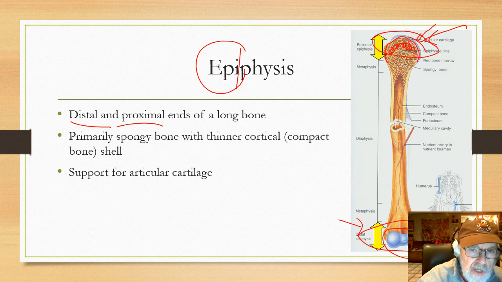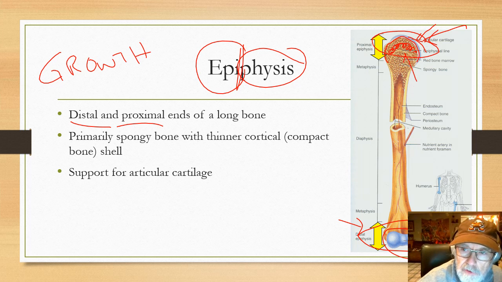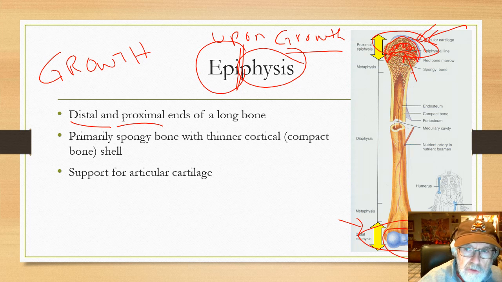So the epiphysis, epi means upon. Now physis, we had this word before, physis means growth. If we look here, there's a little yellow line, and that would be the area where the growth plate would be. So basically, the epiphysis is the area that's upon the growth area of the bone, okay? And that would be that growth plate right in there. So the epiphysis is at both ends of a long bone.